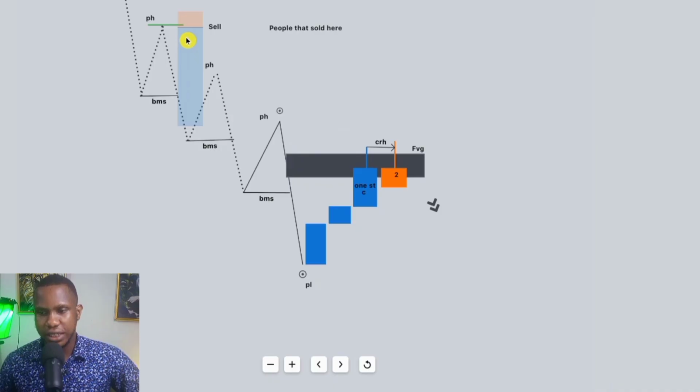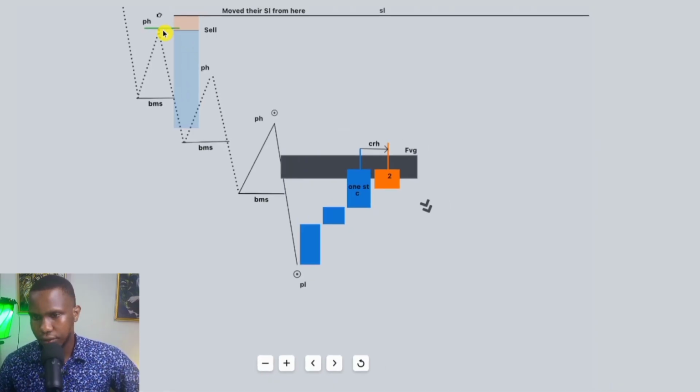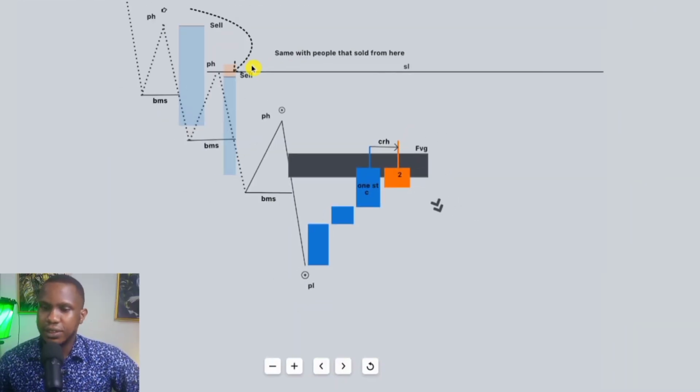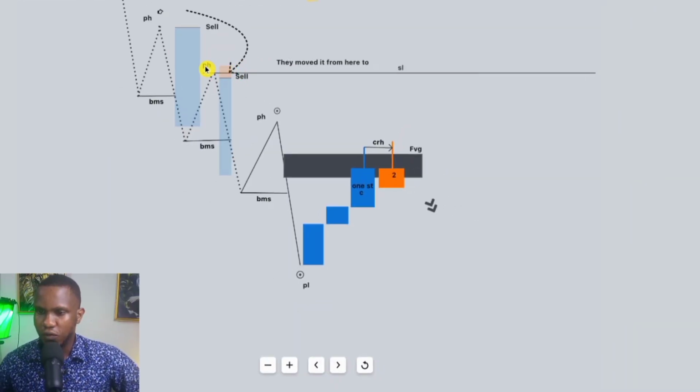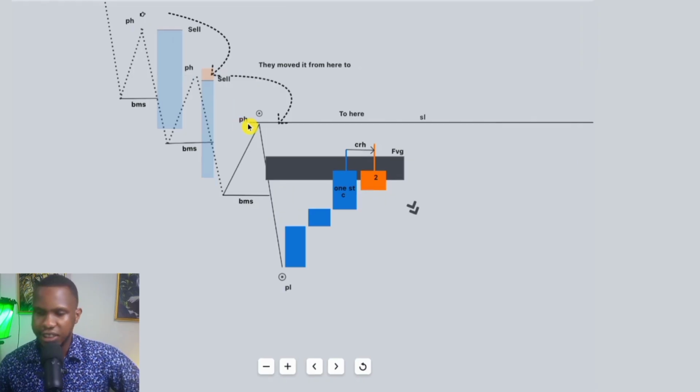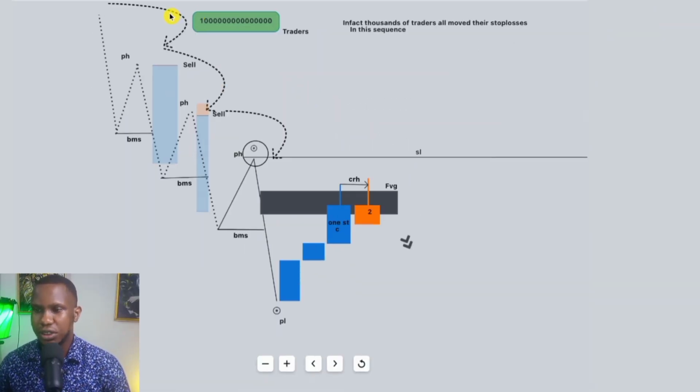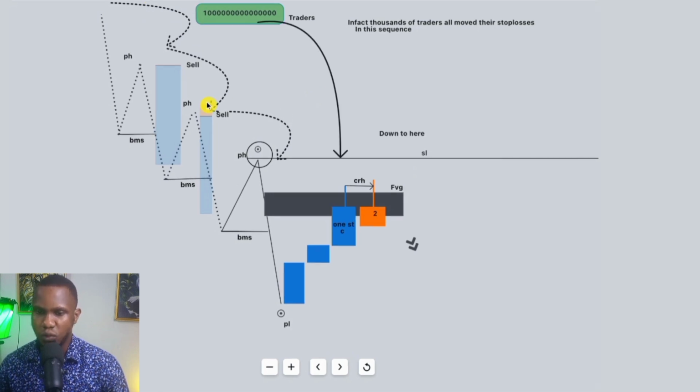People that sold here after their CRT was formed here move their stop loss from here to here in the market. Same with people that sold here, they move their stop losses from here to this level in the market. Together with people that sold from this level in the market, they all move their stop loss to here. In fact, thousands of traders that sold from the back, they all have been moving their stop losses in this sequence that you're seeing right here, sitting above this high in the market.